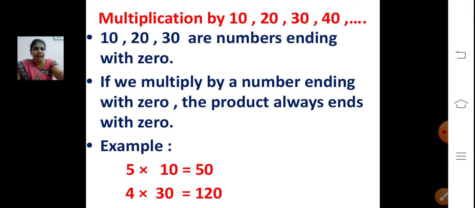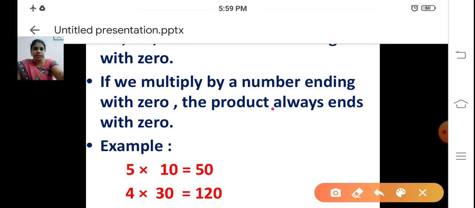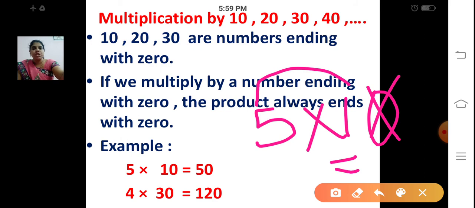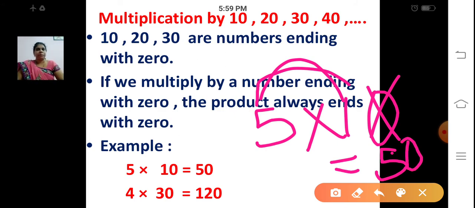Now we are going to multiply 5 into 10. We are going to multiply these two, right? Now, just leave the 0. Now multiply only the other numbers. So, 5 into 1. 5 ones are 5. Write the answer. How many zeros do you have? You have 1 zero, right? That you write at the right of this number. So, what is the answer? 50. So, it's easy to multiply, right?